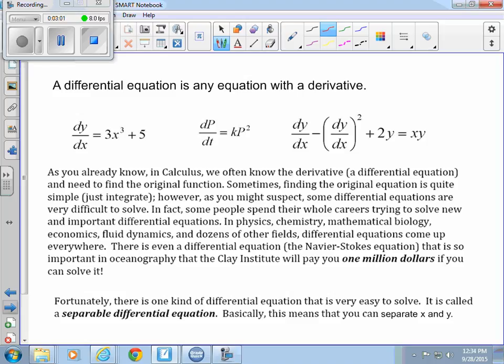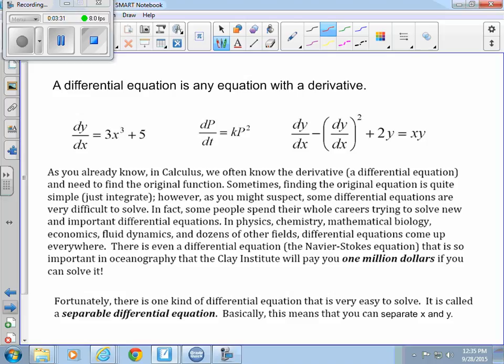As you already know, in calculus, we often know the derivative, which is a differential equation, and need to find the original function. Sometimes the original function is easy to find, like that first one up there. x to the 4th, right? Divide by 4, 3x to the 4th plus 5x plus c. Easy enough. But some differential equations are very difficult to solve or impossible to solve.